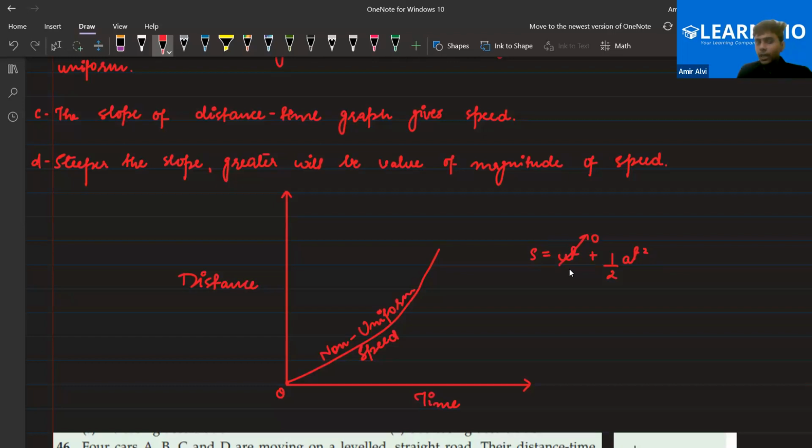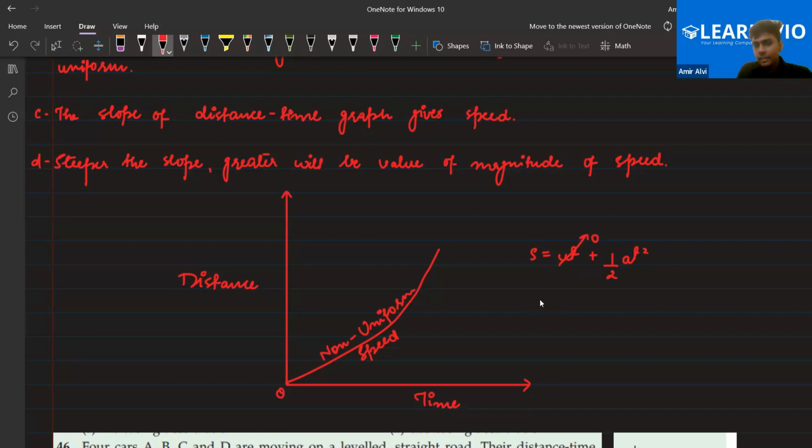Okay. So right now, everyone, we have studied the uniformly accelerated motion. It means that the acceleration is constant in every second, right? We have not studied non-uniform acceleration. We have just studied the uniformly accelerated motion.